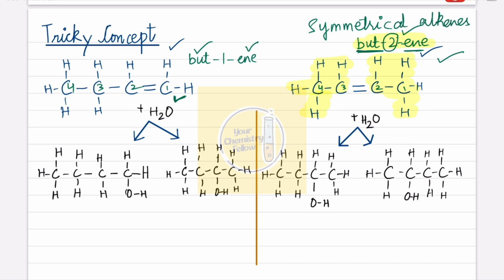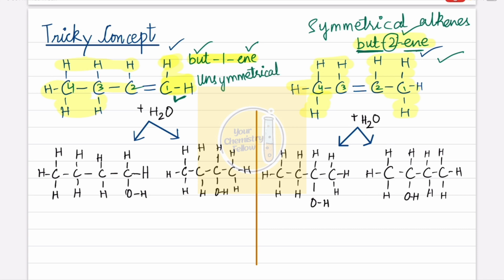Whereas in but-1-ene, on both sides of the double bond, different groups of atoms are present. On the left side there are 3 carbon atoms, whereas on the right side there is only 1 carbon atom. So different groups of atoms are present on both sides of the double bond in the but-1-ene molecule. So but-1-ene is an unsymmetrical alkene. This is an example of an unsymmetrical alkene.